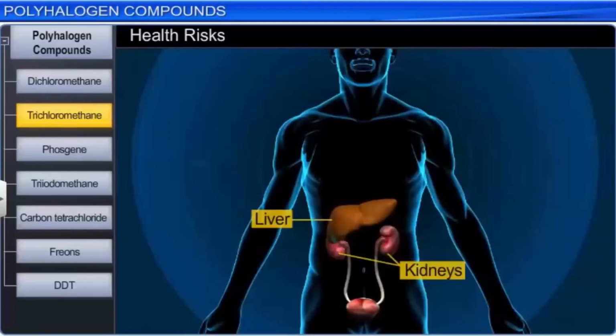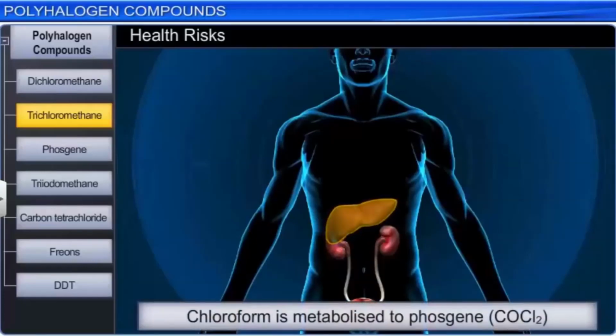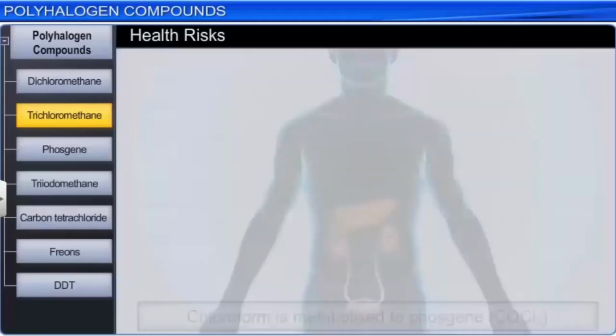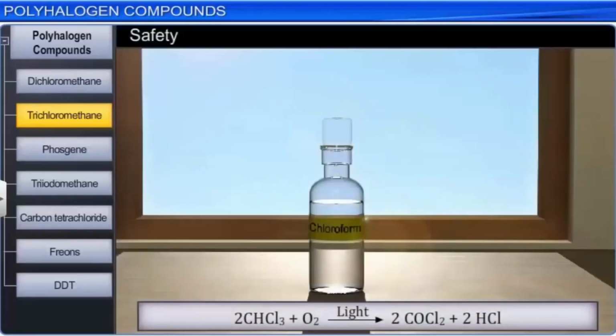In the liver, chloroform is metabolized to form phosgene, a deadly gas. We'll discuss phosgene in greater detail shortly. Some people will develop sores if the skin comes in contact with chloroform. Chloroform is slowly oxidized by air in the presence of light into deadly phosgene gas, as shown in the reaction.